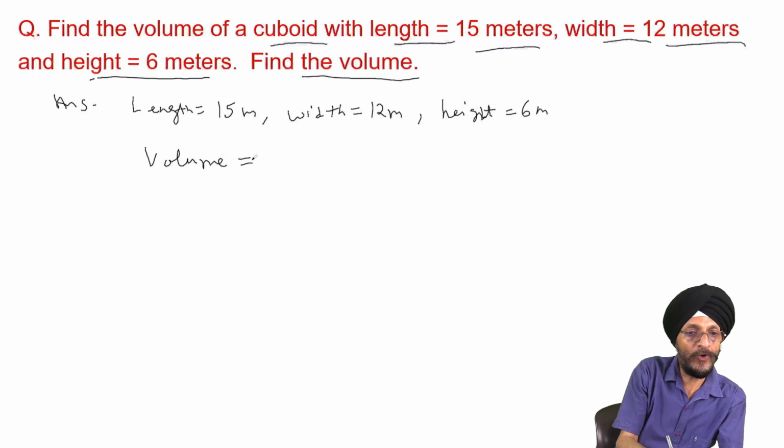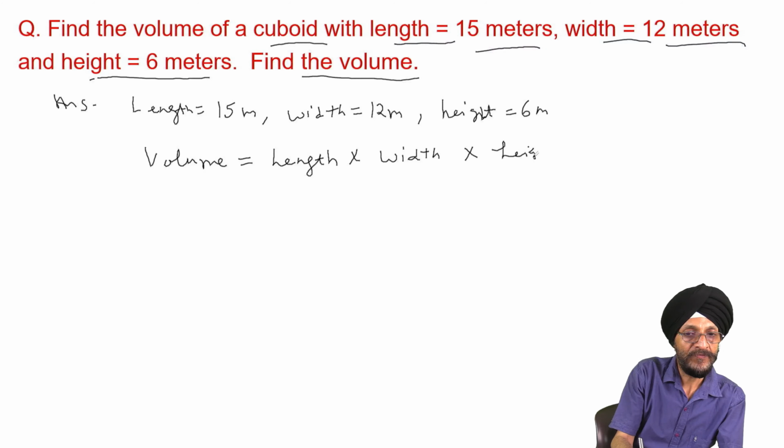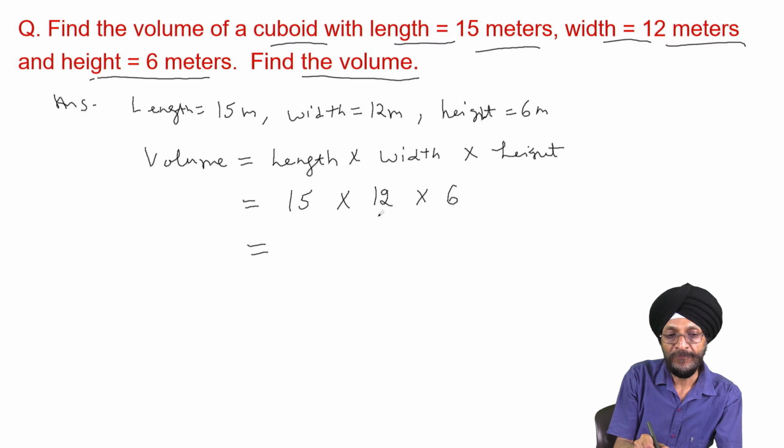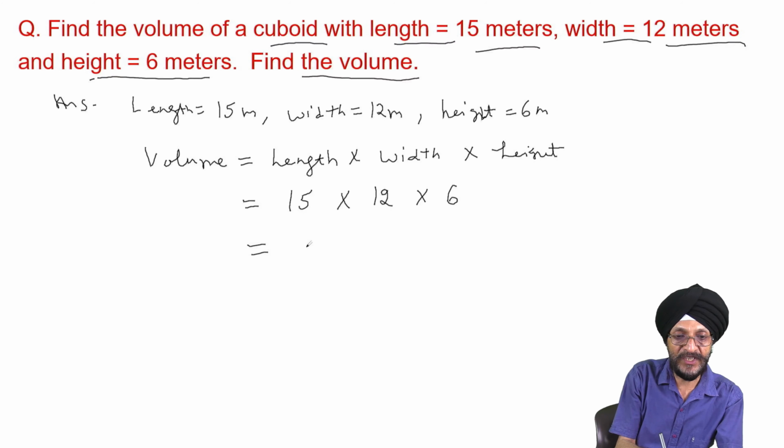And the formula of volume is length multiplied by width multiplied by height. So we will put in the relevant values. Length is 15 meters, width is 12 meters, and the height is 6 meters. So when we multiply all these, when we multiply 15 into 12, it comes 180. Then when we multiply 180 with 6, we can solve it here.